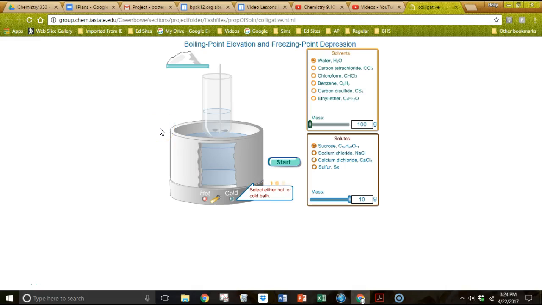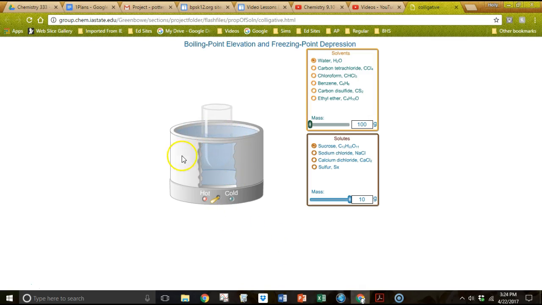All right, in this little video demonstration, we're going to be collecting the data for your colligative properties worksheet. Just copy down, in the order that they appear on the worksheet, the boiling points and freezing points after the solutions are made, and then you will answer the question. So this is the 100 grams of water and 10 grams of sucrose, and notice we're set on hot. So this is going to be the boiling point for that one.